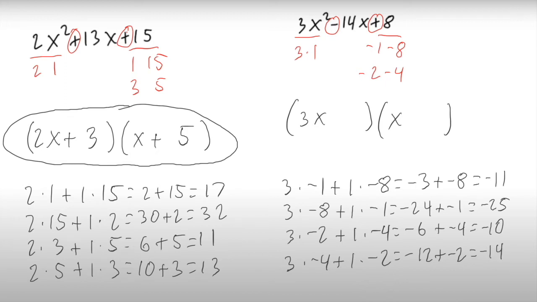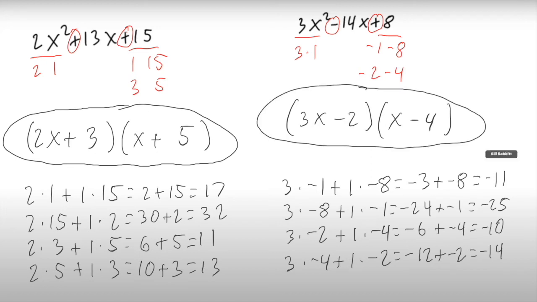So just as before, the 3 needs to multiply by the negative 4, so it needs to be in the opposite set of parentheses for it to be able to multiply with it. And that means the negative 2 will be in the first set. And that's our answer.